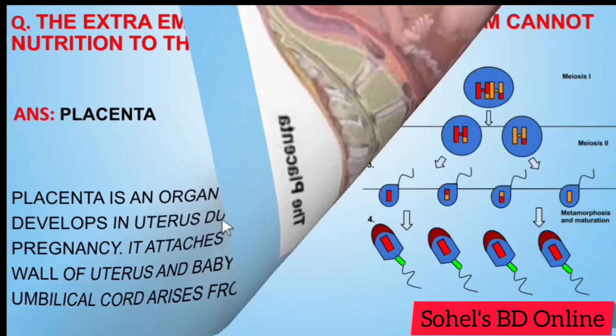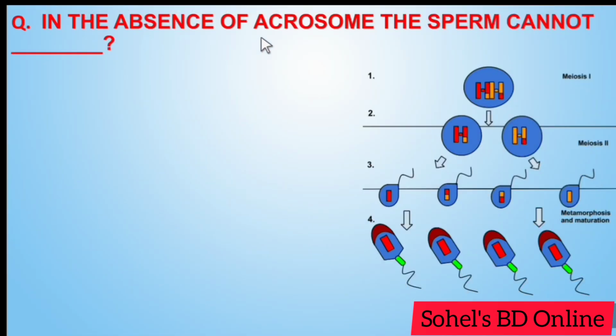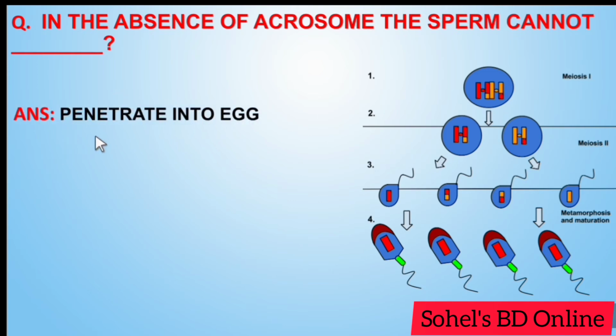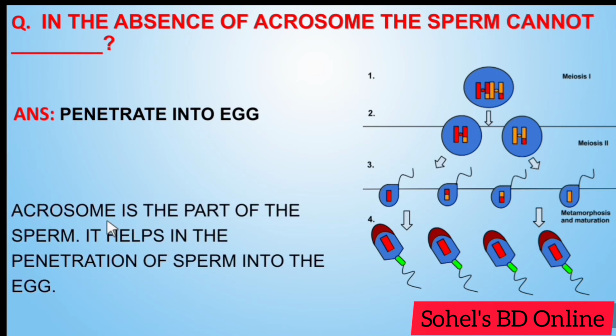Next, in the absence of acrosome, the sperm cannot dash. Answer: penetrate into egg. Acrosome is a part of the sperm. It helps in the penetration of sperm into the egg.